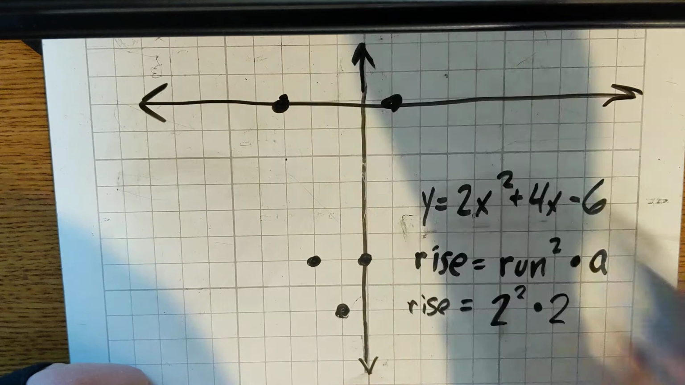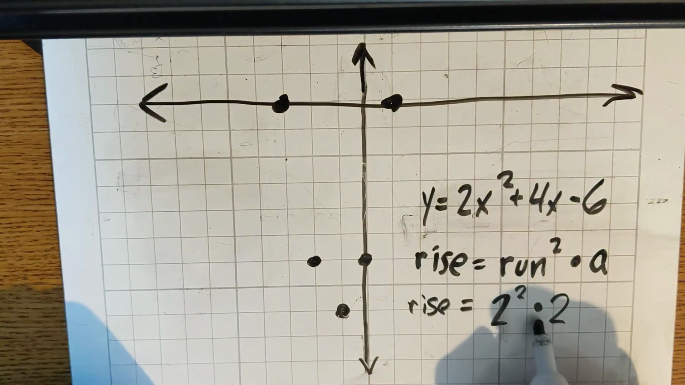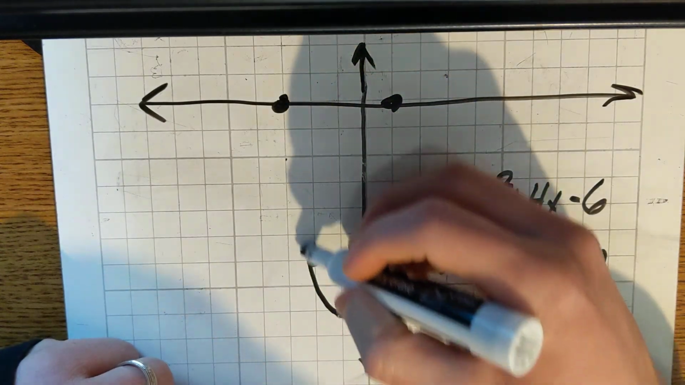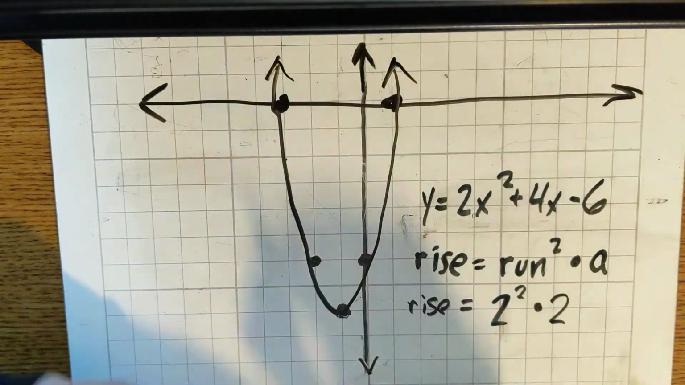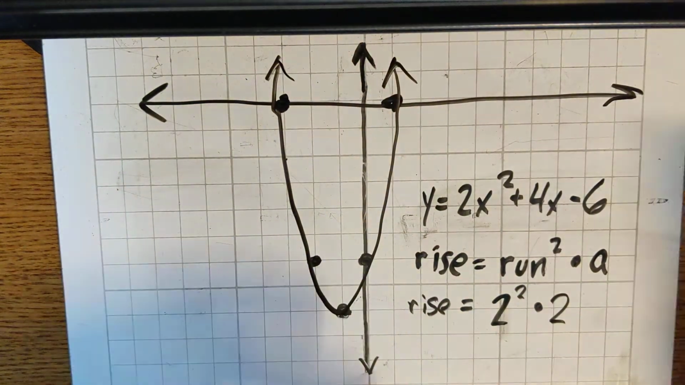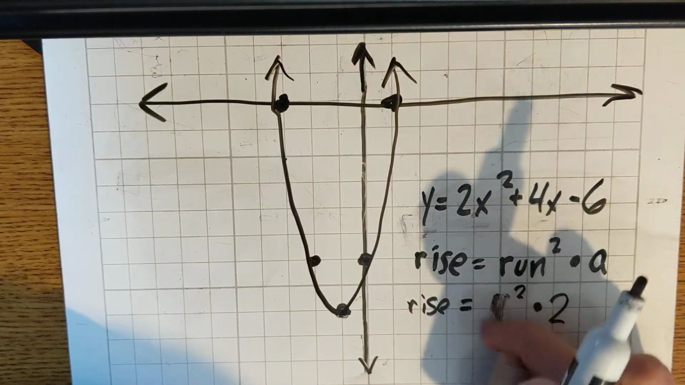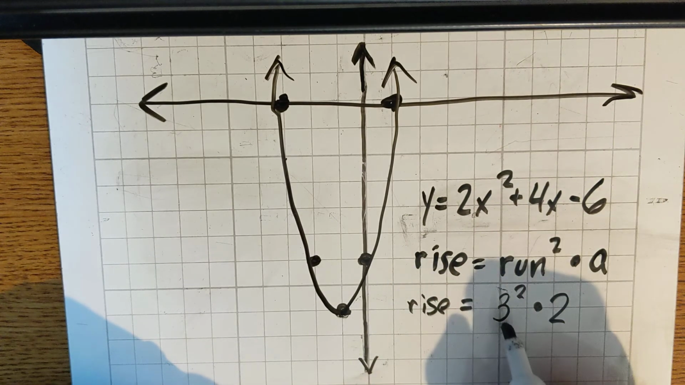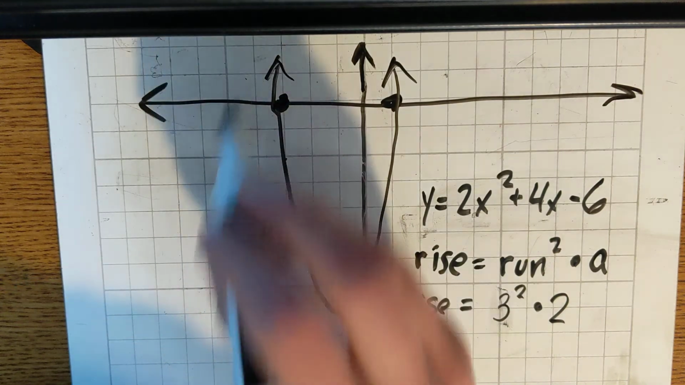And take note that if my a value was negative, that would be a reflection, so a negative value would be going down. Okay, so here we go ahead and graph our parabola. Not the greatest parabola. I'm going to show you how we don't have the room to graph another point, but let's see if we were running 3. We plug in a 3 here, and we would rise 3 squared is 9 times 2 is 18. When we run 1, 2, 3, we are going to rise 18.